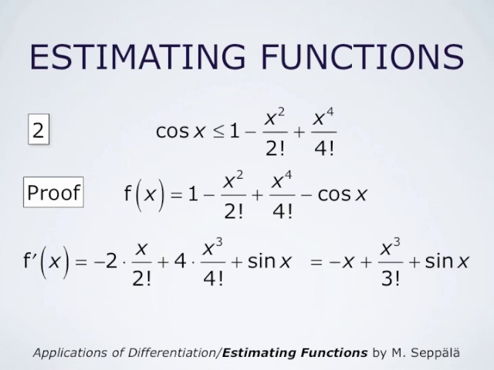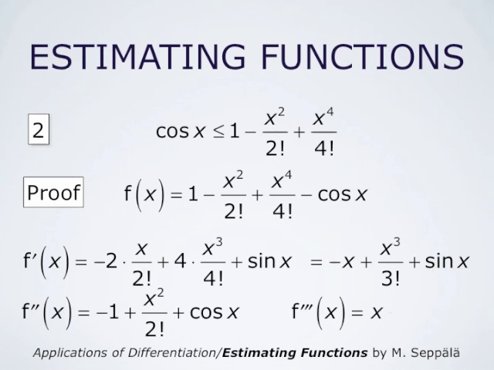This is still somewhat complex. We don't clearly see how this derivative behaves. So let us compute the second derivative. It is the derivative of minus x plus x cubed over 3 factorial plus sine of x. The second derivative is minus 1 plus x squared over 2 factorial plus cosine of x. It is still necessary to compute the third derivative. It is just x minus sine of x.